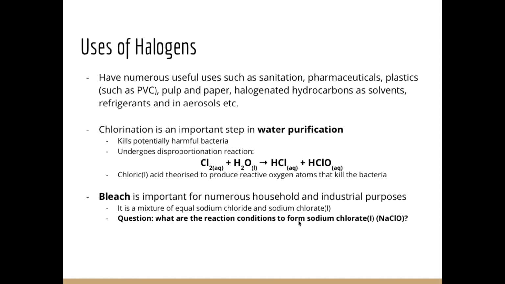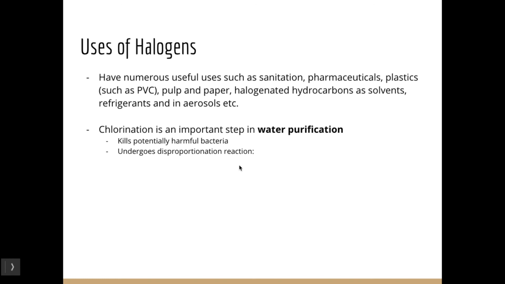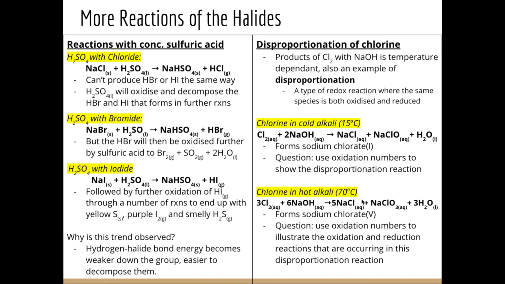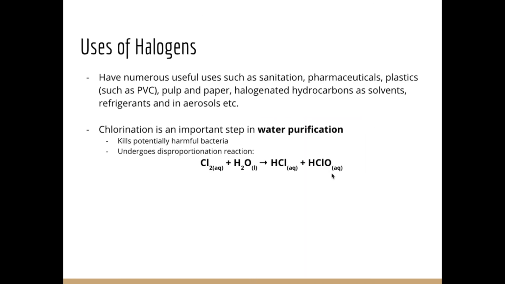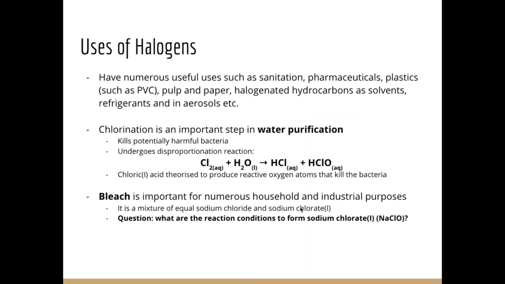What are the reaction conditions to form the sodium chlorate 1? Answer it without going back maybe. It is in fact the cold alkali, not the warm alkali. The hot alkali gives us sodium chlorate 5. The cold alkali gives us sodium chlorate 1. Our bleach is just a mixture of sodium chloride and this sodium chlorate.